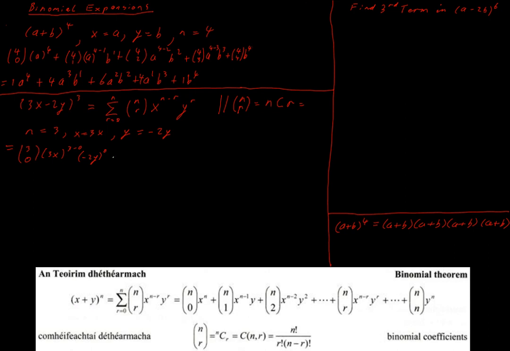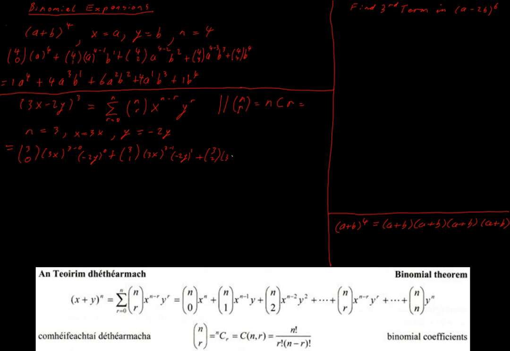Next, r is going to become 1. So then it's going to be 3 choose 1 on 3x to the power of 3 minus 1 on minus 2y to the power of 1. That's our second term.